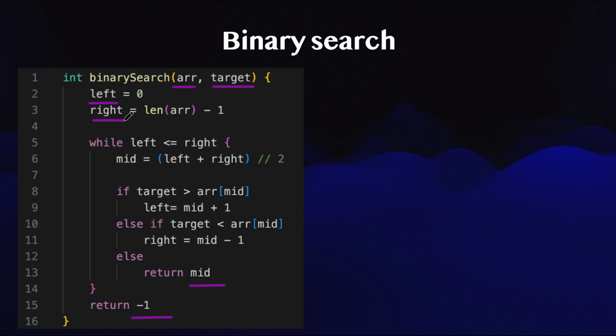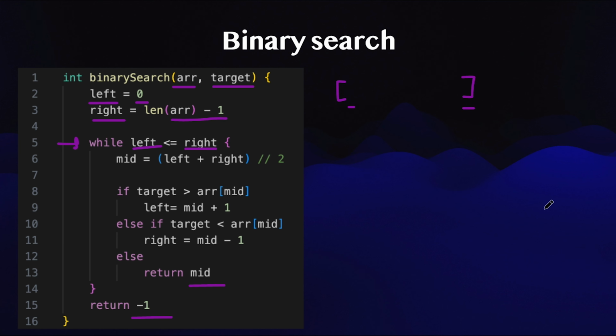So at the very beginning, the left boundary is set to 0, and that will represent the leftmost index of the array, so that part. And right is set to len(array) - 1, representing the rightmost index of the array, so here and here. And our search will continue on one condition: when the left boundary is less than or equal to the right boundary.